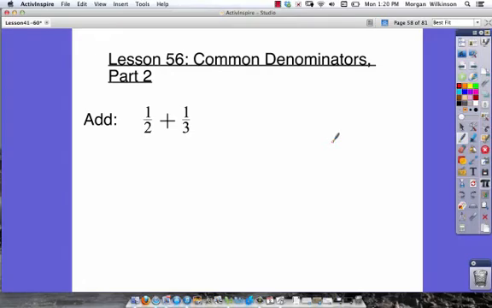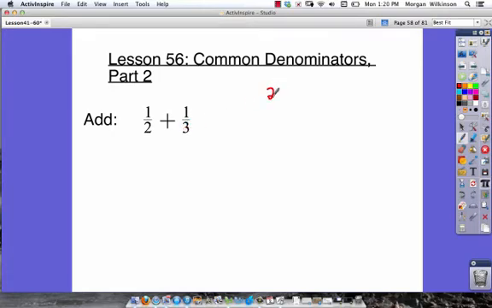Lesson 56 is again about common denominators. This is part 2. So our first problem is 1/2 plus 1/3. Now, we know that when we add or subtract fractions, they have to have the same denominators. In order to find that denominator, we're going to find the least common multiple of our two denominators. So, what is the least common multiple of 2 and 3?